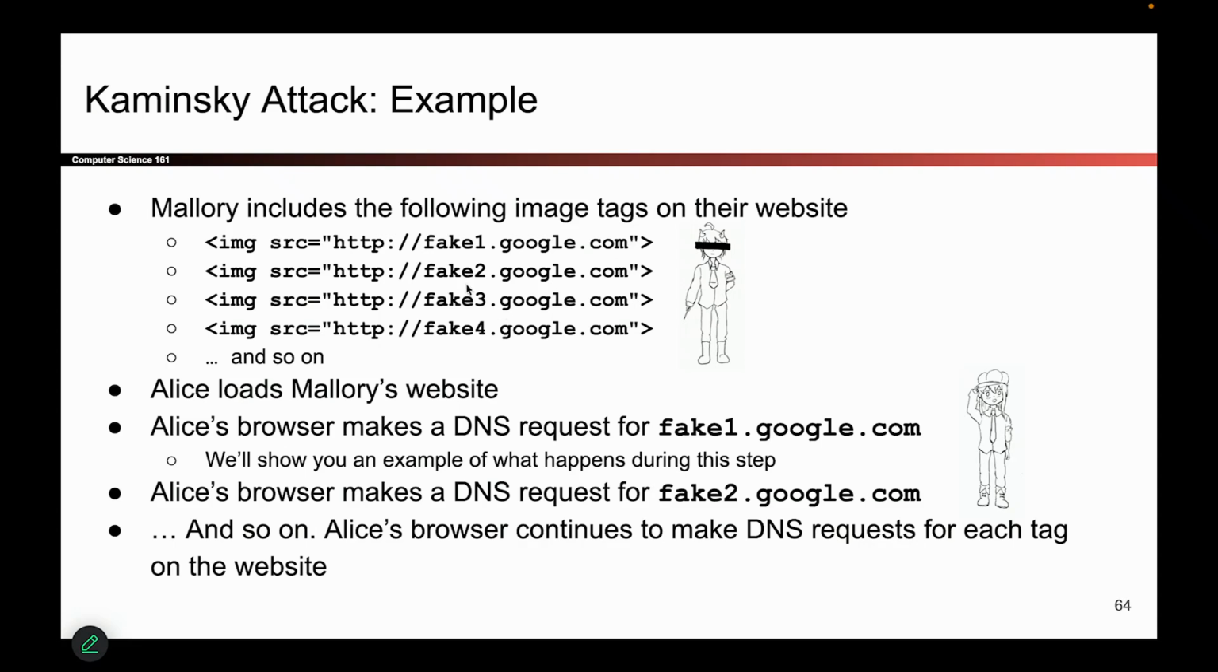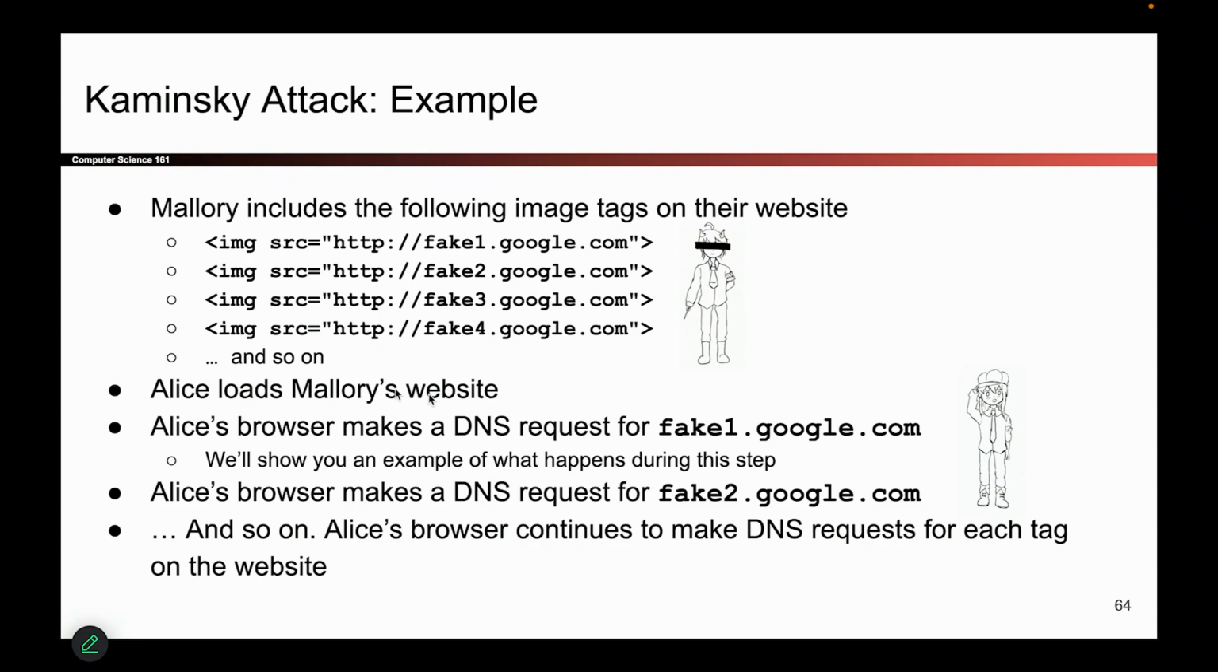Then your browser sees this image tag and thinks the same thing. I have to go here to fetch an image, so I'll make a DNS request to find this domain. I guess it doesn't exist. I'll show an error to the user. But as the browser processes all of these tags, your browser is making tons of DNS requests. And by doing so, you're giving Mallory tons of chances in quick succession to race against the real name server and try to poison your cache.